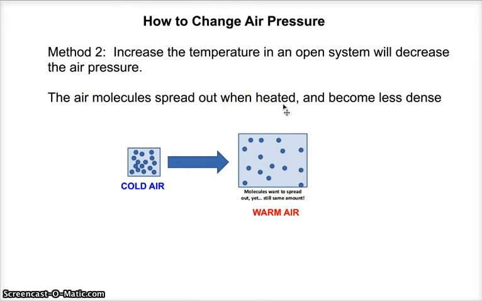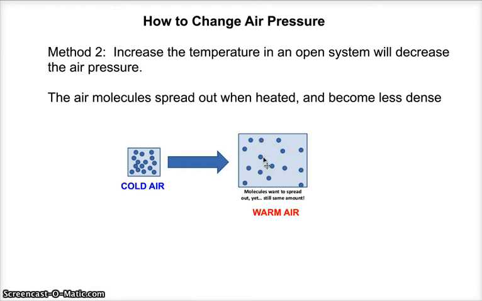When things change from a solid to a liquid to a gas, we know that these air molecules are getting further and further apart. So in cold air, they're going to be really close together, and then when we warm up that air, they're going to want to get further and further apart from each other, and so they're going to become less dense.